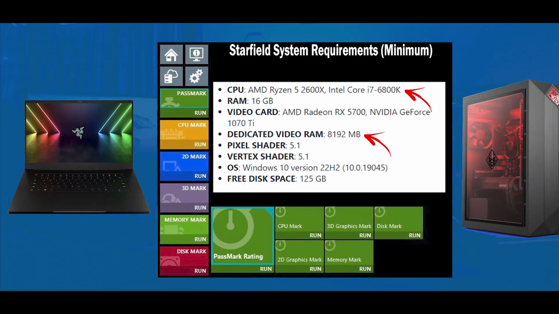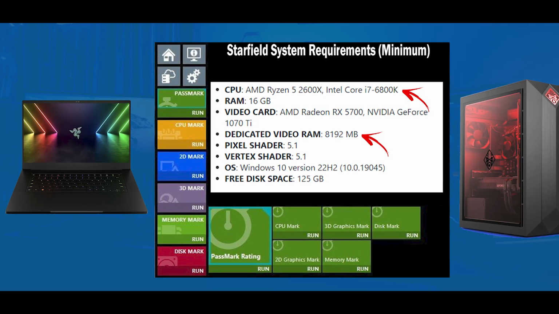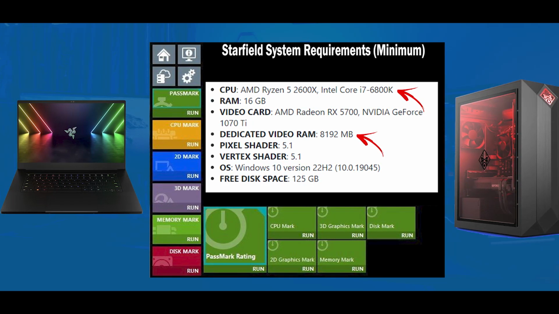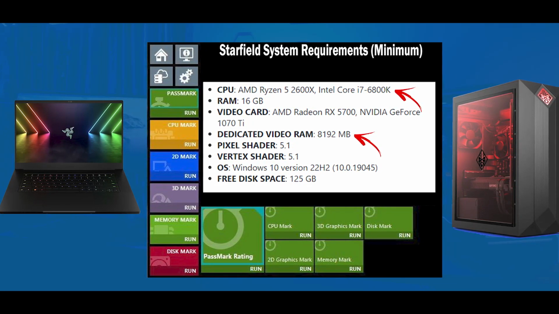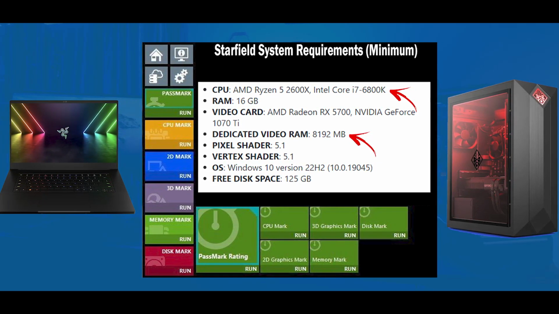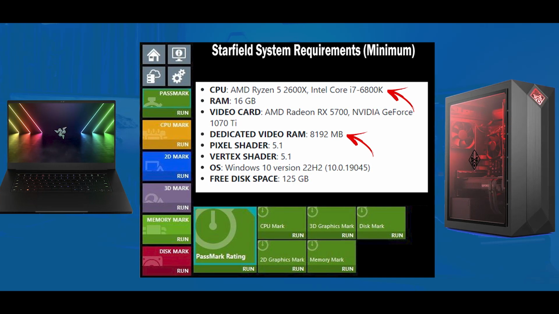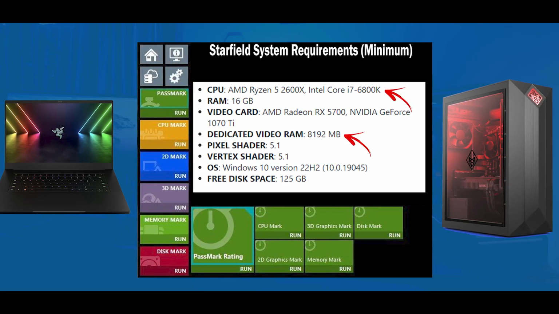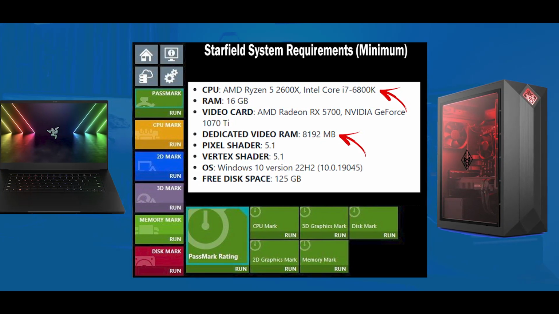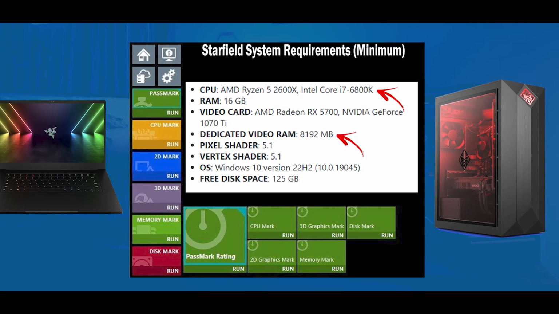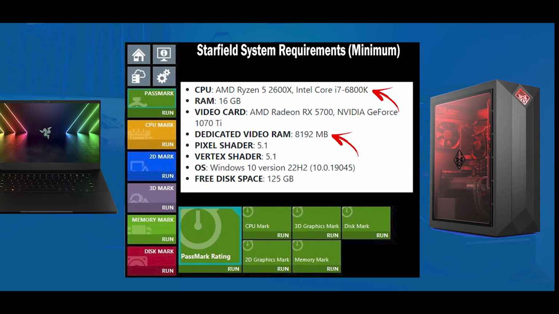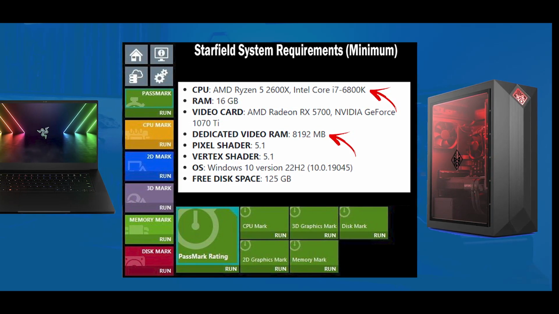First have a look, these are the minimum system requirements for Starfield. CPU should be AMD Ryzen 5 2600X or Intel Core i7-6800K. Graphics card should be RX 5700 or NVIDIA GeForce 1070 Ti. In this system requirement, the most important part is dedicated video RAM. It should be 8192 MB. First you should check what your dedicated video RAM is in your PC or laptop. If your system's dedicated video RAM does not meet Starfield's requirement, then you are going to face a low memory error or out of memory error.